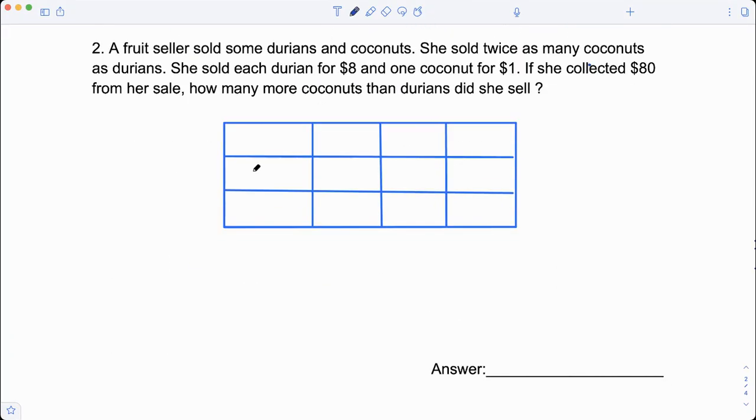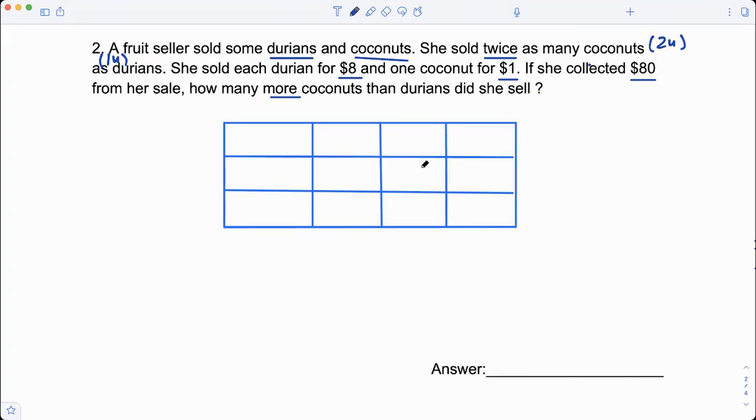A fruit seller sold some durians and coconuts. She sold twice as many coconuts as durians. Coconuts will be 2U and durian is 1U. She sold each durian for $8 and 1 coconut for $1. If she collected $80 from her sale, how many more coconuts than durians did she sell?